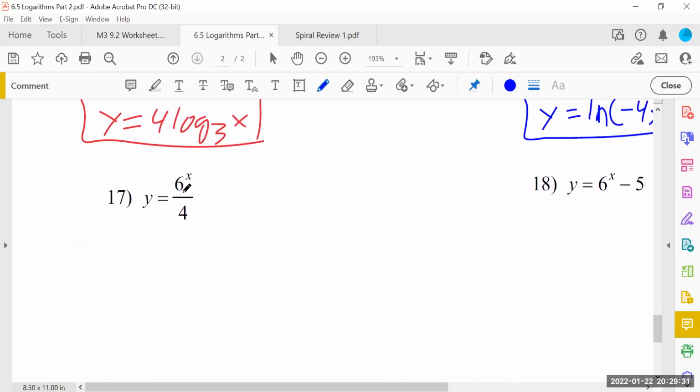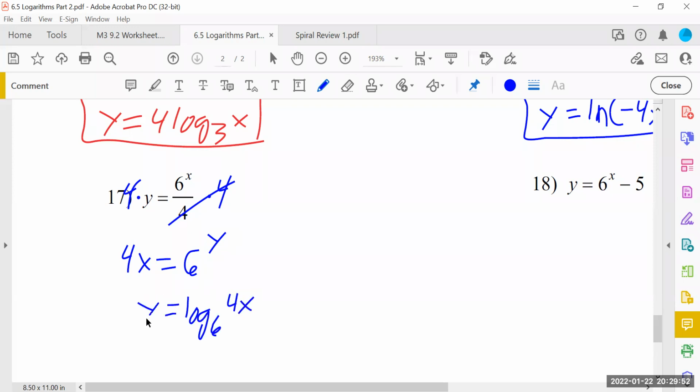And here y is equal to 6 to the x power over 4. Get rid of that 4, multiply both sides by 4. And let's swap the x's and y's right now. So this is 4x equal to 6 to the y power. 6 comes down. Log base 6 of 4x is equal to y. And we're done.